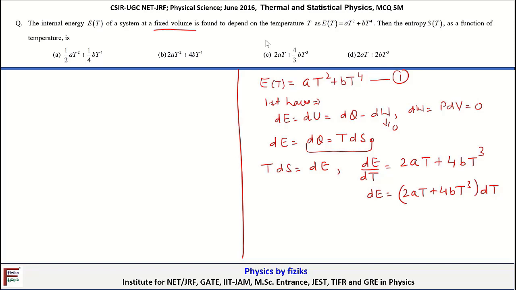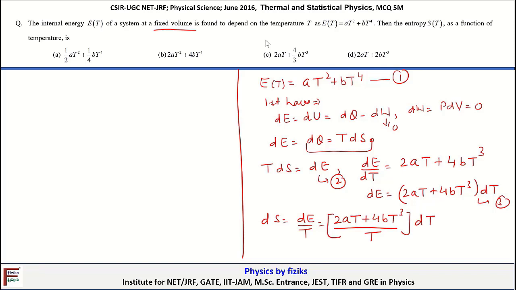Now, since we have to evaluate the entropy, from this equation, let me call this as 2 and let me call this as 3. So dS is equal to dE divided by T. By substituting the value of dE from equation 3, this becomes (2AT plus 4BT cube) divided by T, and then dT. So here dS is equal to (2A plus 4BT square) dT.